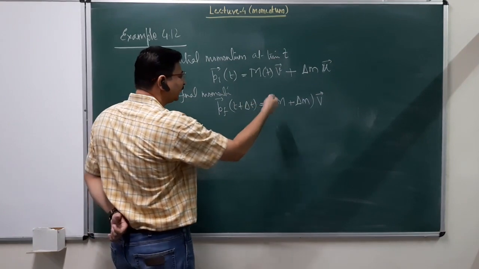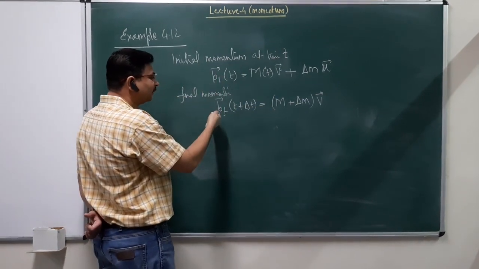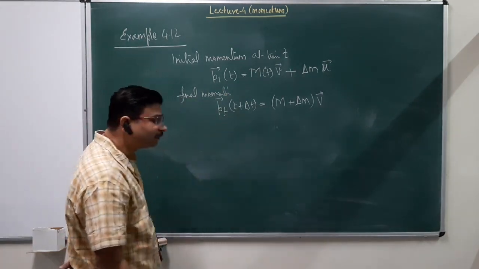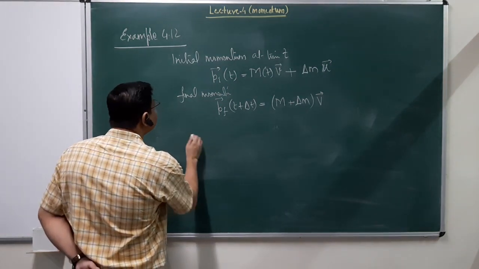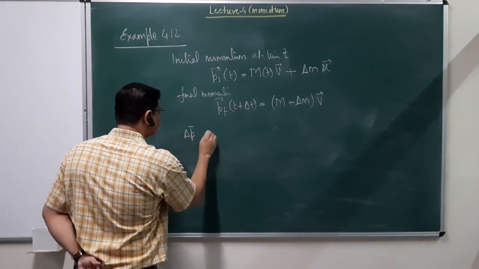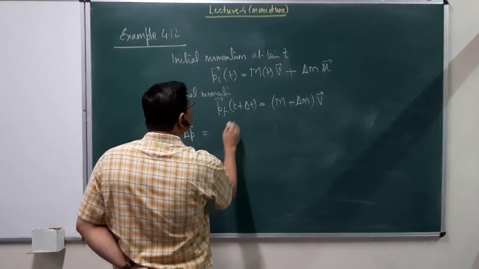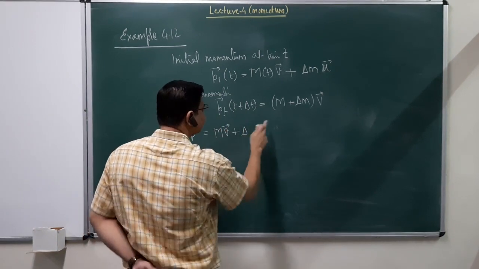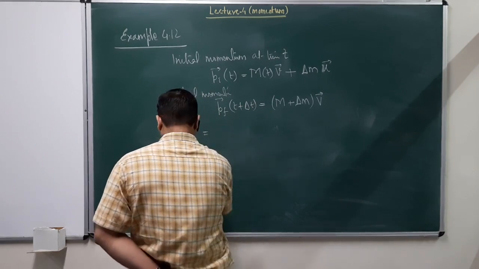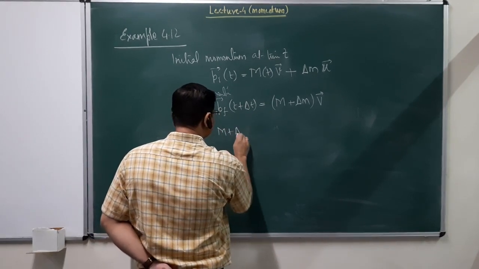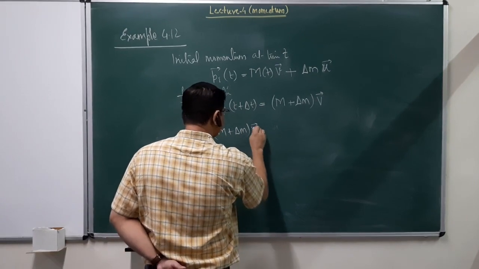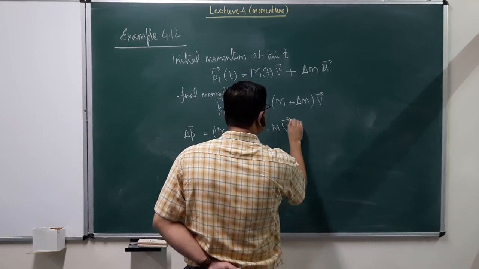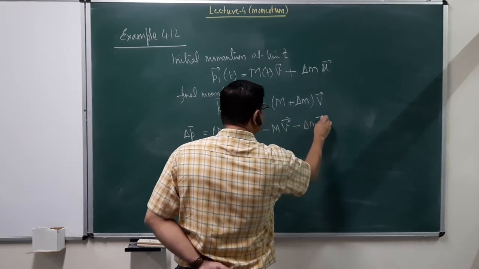And if this is the case, then all we have to do is find the difference between final momentum and initial momentum, and that will give us the force, right? Because force is the rate of change of momentum. So we can write delta p as pf minus pi. So this will be mv plus, so (m plus delta m) v, minus (mv minus delta m u).